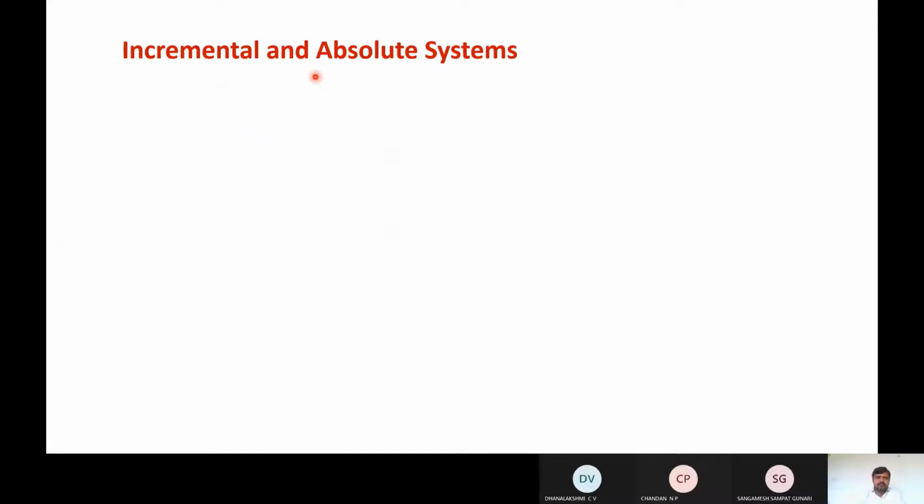Based on programming method, we have incremental and absolute systems. Nowadays, in most CNC machines, you can use both methods. So there is no separate CNC for incremental and absolute. In the same CNC machine, you can either go for incremental programming or absolute programming.